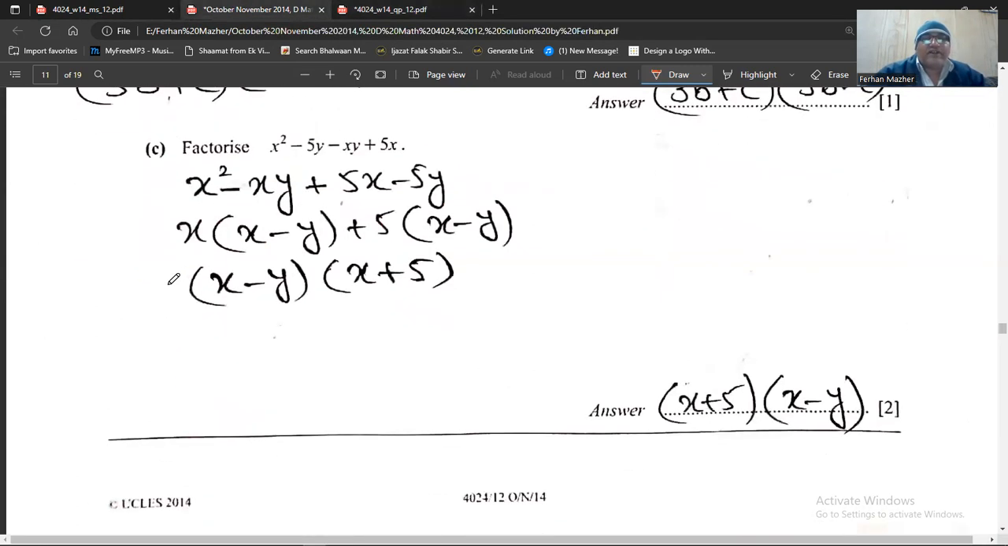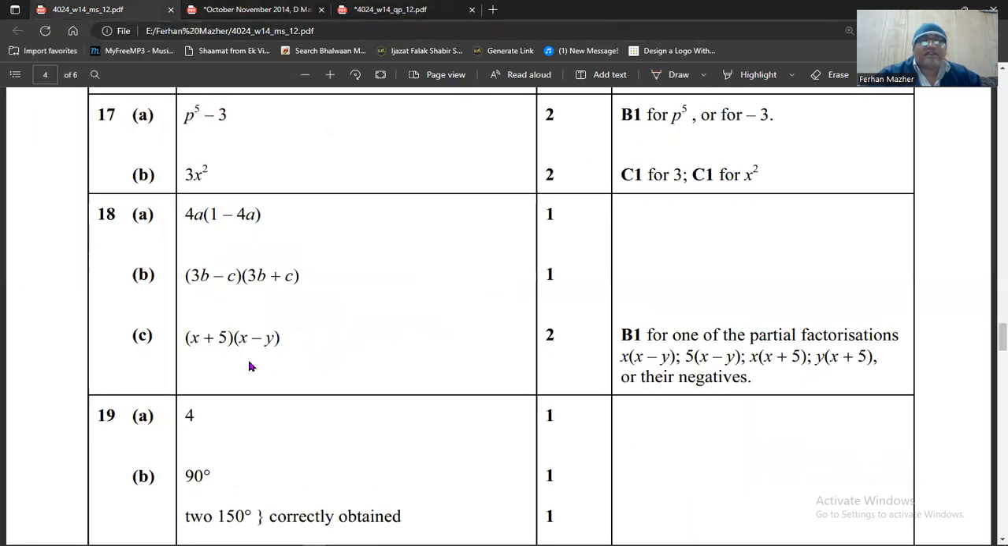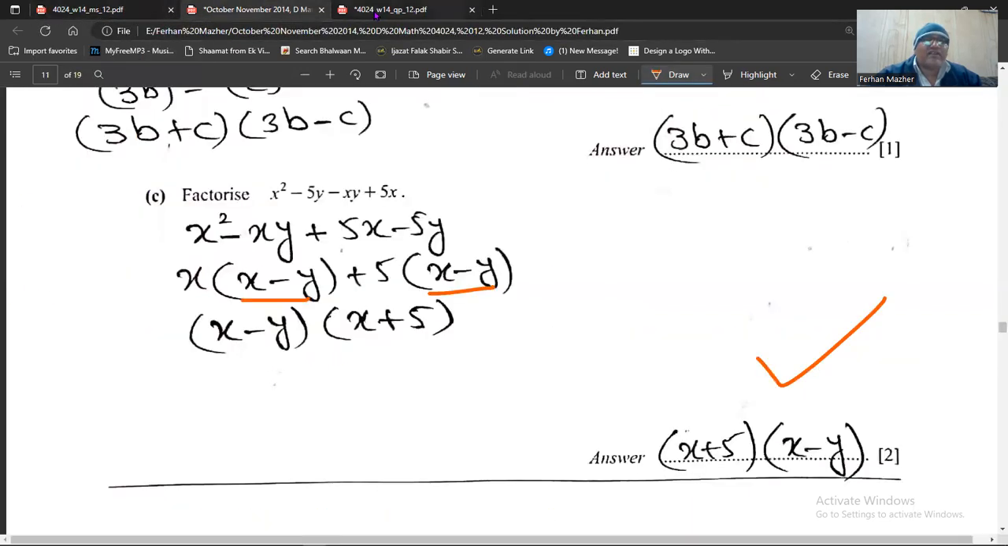Let me show you. I have done this already. So you can see that I have rearranged it here a little differently. X squared minus xy plus 5x minus 5y. From here, the x is common. In the bracket, I will have x minus y. From the last two terms, I take 5 common, so x minus y here, and then I will take this bracket common. So this will come in the first bracket, this and this will come in the second bracket. This is my answer. X plus 5 in one bracket, x minus y in the other bracket, and it is right.